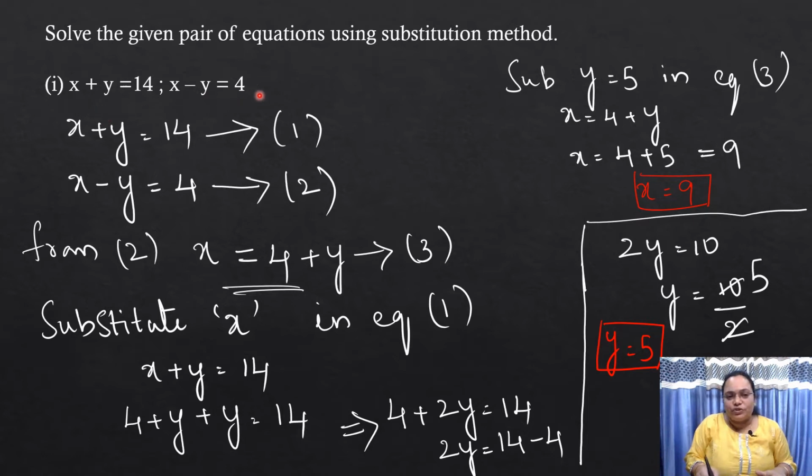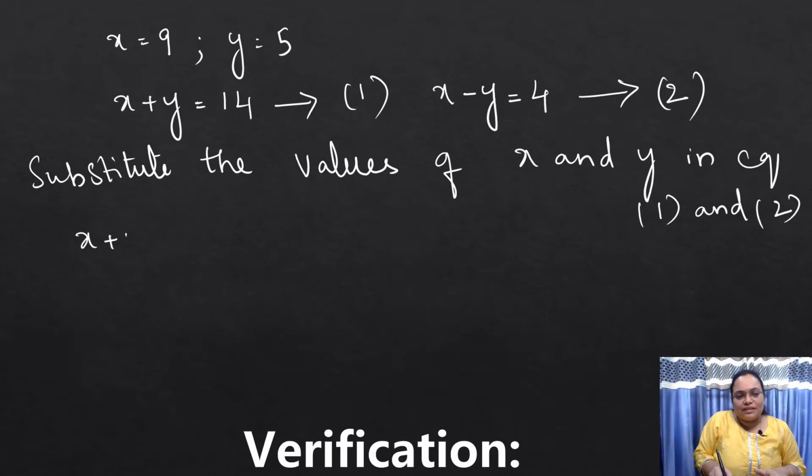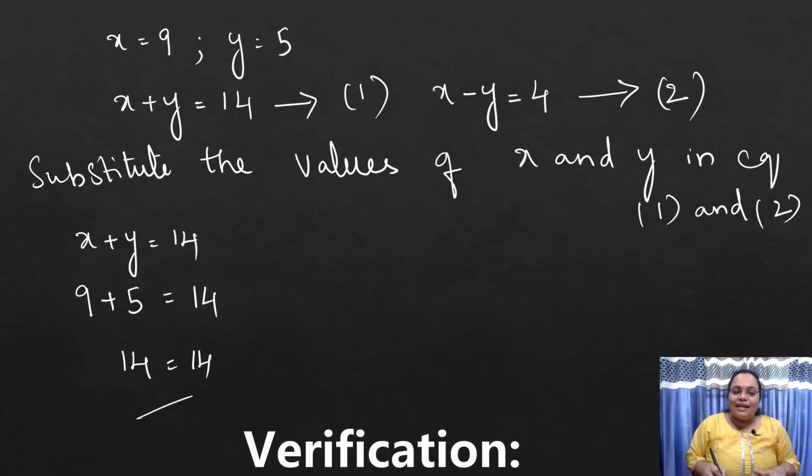Now we will see if these satisfy the given pair of linear equations. We will substitute in these two equations and see if they are the right values, if the equation is satisfied on both sides. x + y = 14. What is the value of x? That is 9 plus the value of y, 5, which is 14. So 14 = 14, right? The equation verifies. The values of x and y satisfy this equation on both sides.